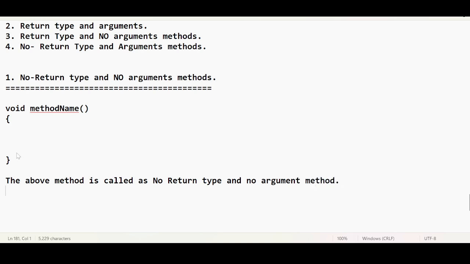Why no return type? Whenever the return type is taken as void, it is called a no return type method.